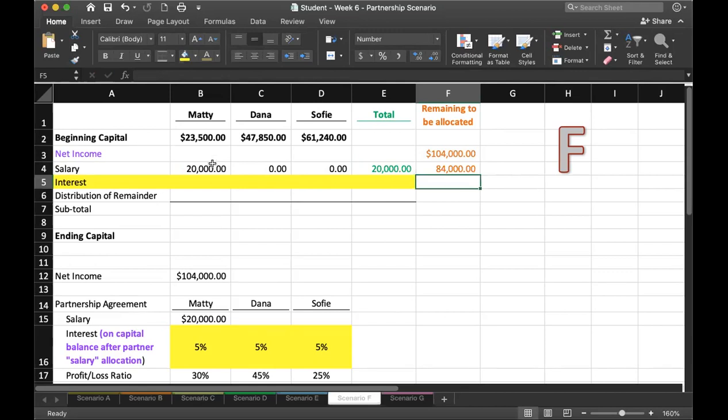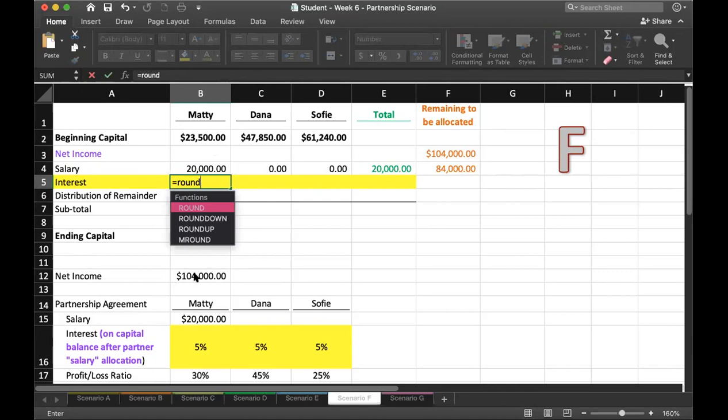All right, so right now what I'm going to do is actually go through the computations. We have a couple of things we need to do. First of all, we need to round. And then for Maddie, because Maddie has a beginning capital balance and a salary, we're going to add those two together.